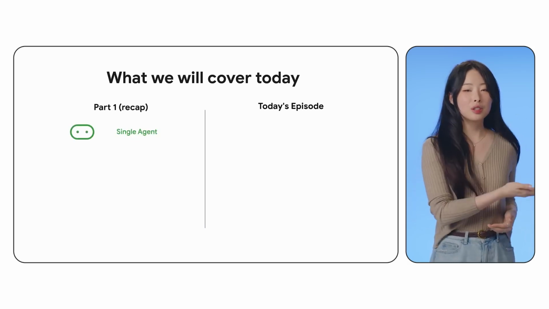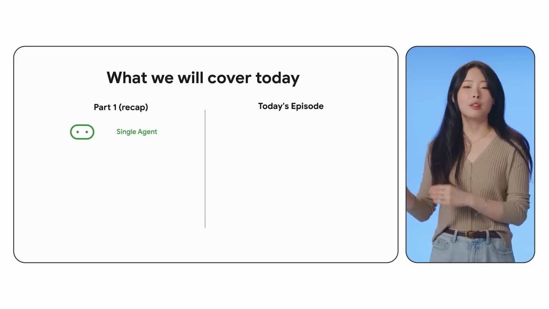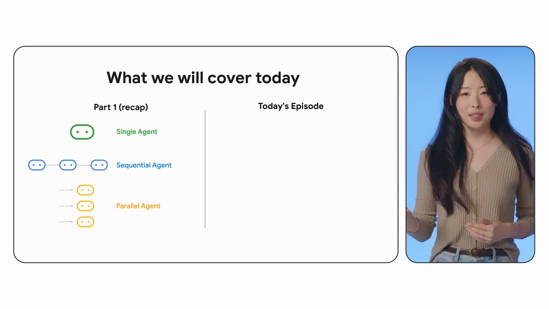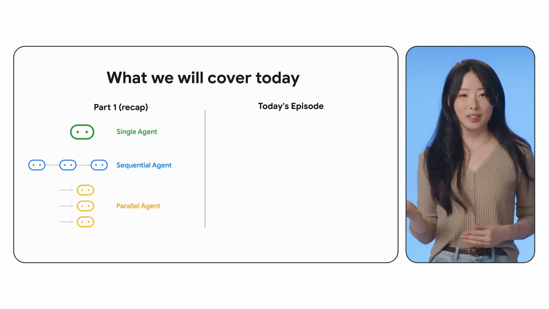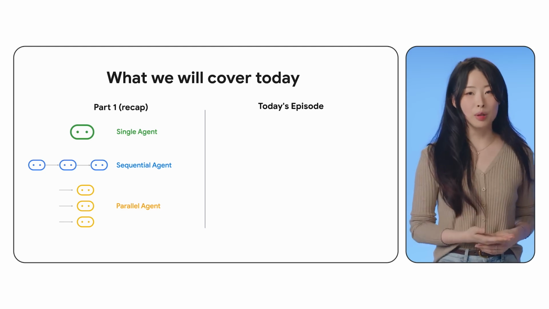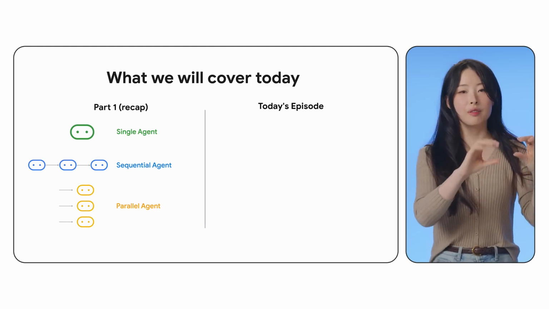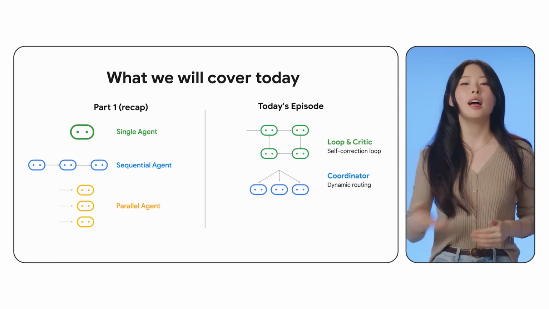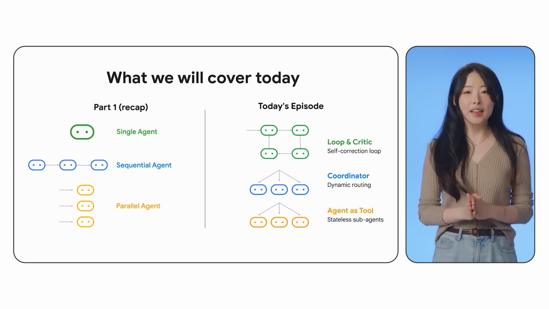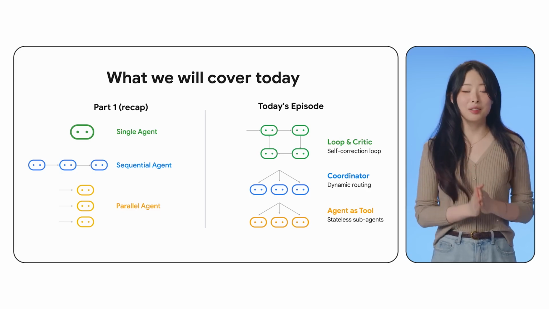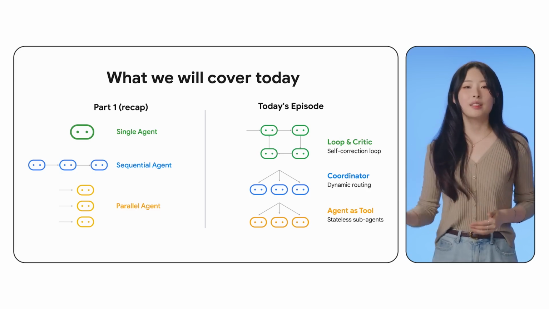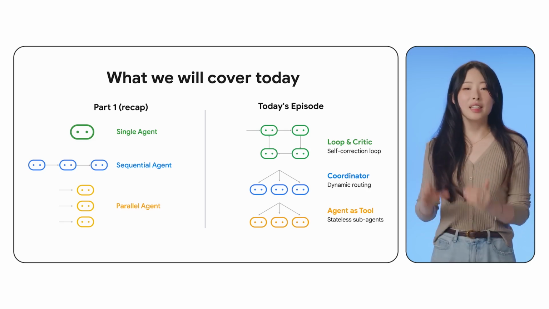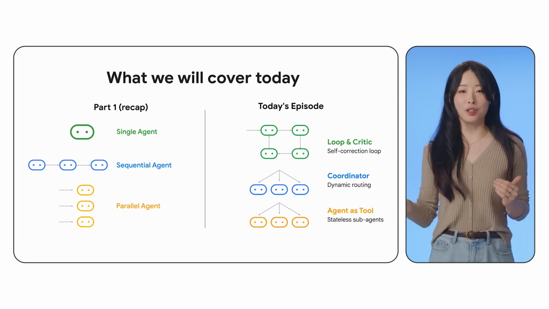pattern from single agent to multi-agent pattern with sequential workflow agents and parallel workflow agents. And in today's video, we will explore advanced patterns with coding example and demo to showcase review and critique with loop agent, hierarchical task decomposition with LLM agent, and agent as tool. So by the end of today's video, you will learn how to design multi-agent system that gives your agent the ability to iterate, self-correct, and dynamically choose the right tool for the job.